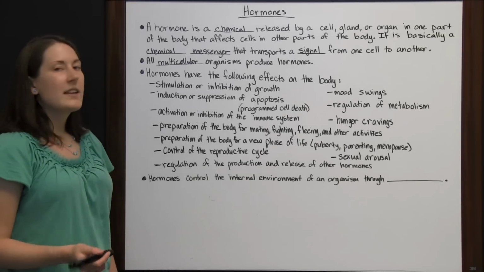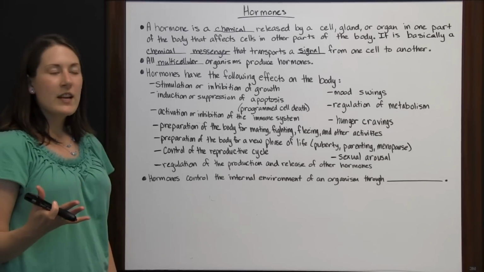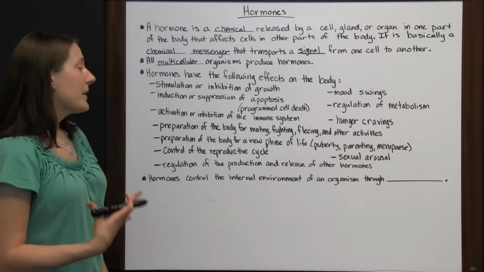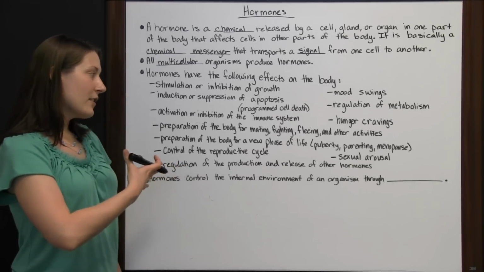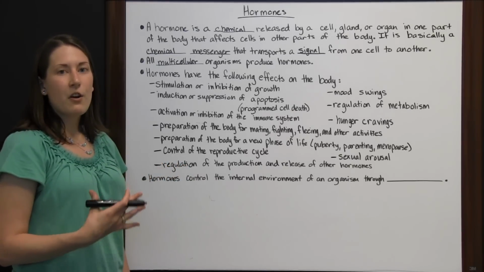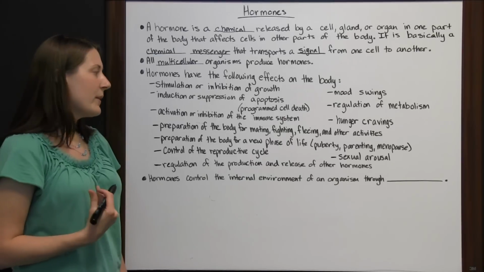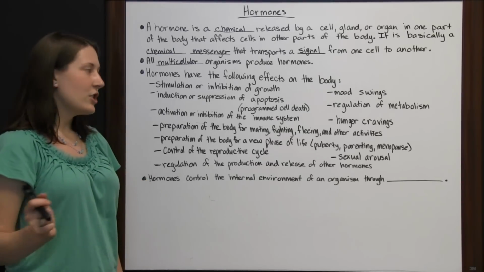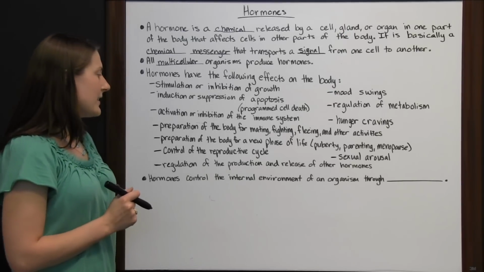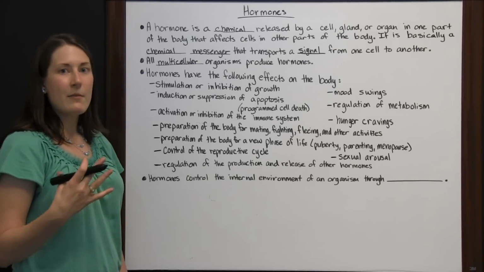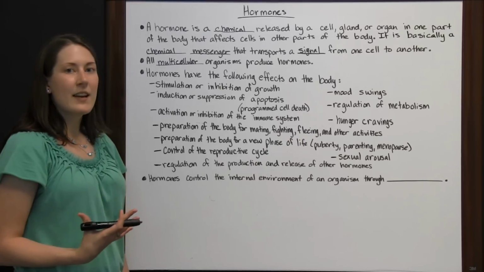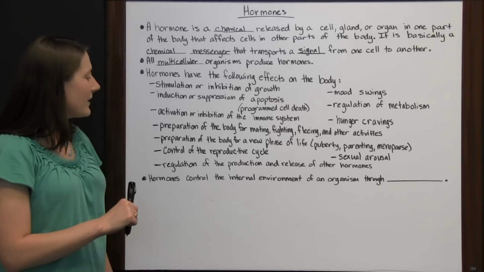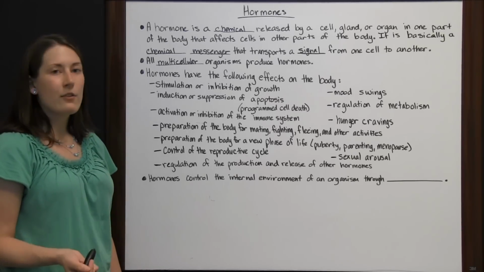Preparation of the body for a new phase of life, such as puberty through teenage years, parenting, such as when a woman is going to become pregnant or becomes pregnant, and then we talked about the hunger cravings already, but the body is also going to grow and change a lot to accommodate the baby that's growing. And menopause, whenever a woman gets older and her body starts to change. Control of the reproductive cycle. So women have a monthly cycle, and that reproductive cycle is controlled by hormones. Sexual arousal, and the regulation of the production and release of other hormones.